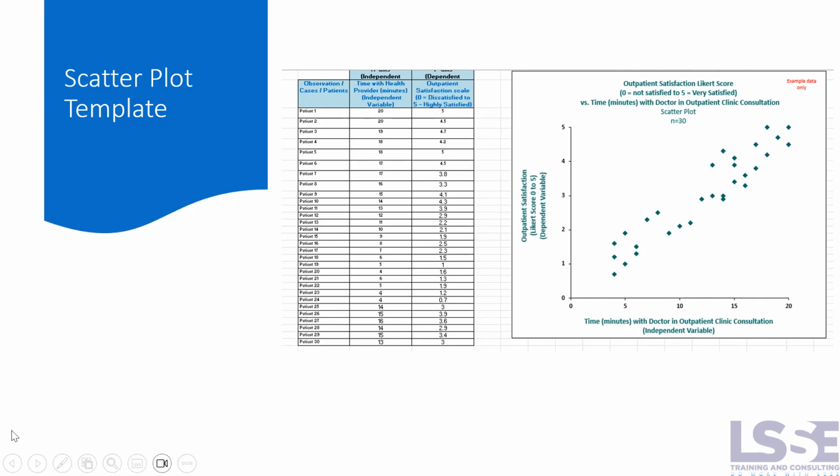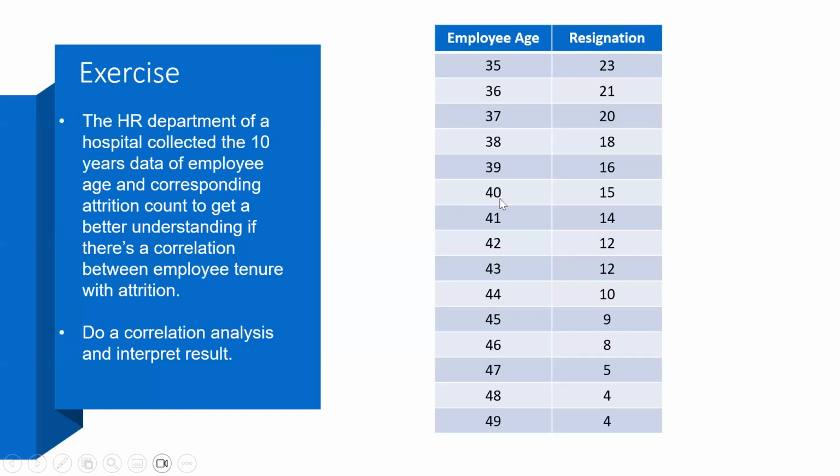By the way, I mentioned earlier that scatter plot is used for continuous data. You can also use this for discrete data, because as long as it's numerical, you can establish a relationship. But this is most powerful when you have continuous data. There is an exercise here that I leave to you to do. All you need to do is copy this and put it into the template, and then you can see the relationship.